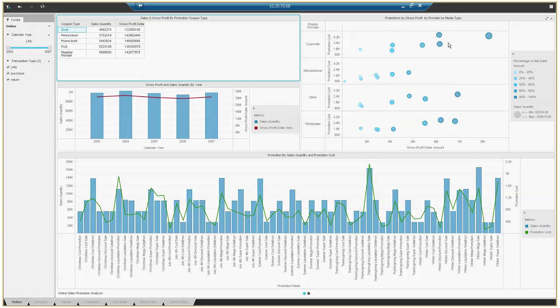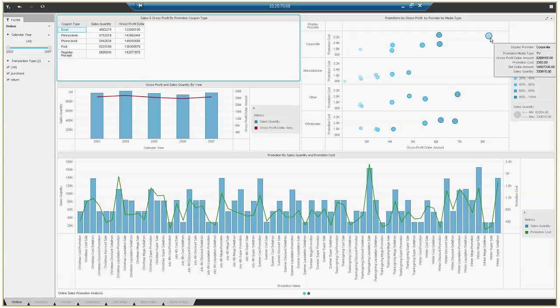The visual on the right-hand side is what's called a scatter diagram, and it shows you a number of different things. The color reflects the percentage of the net dollar amount. So obviously, the darker the color, the higher the net dollar amount. The larger the circle reflects the sales quantity. So larger circle, darker is better.